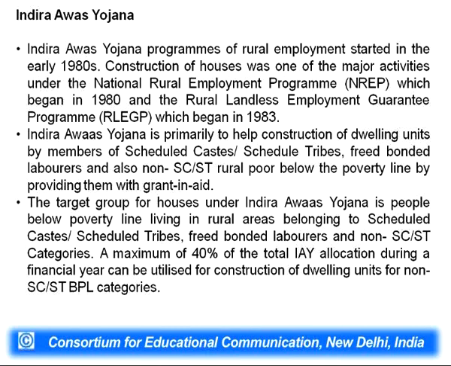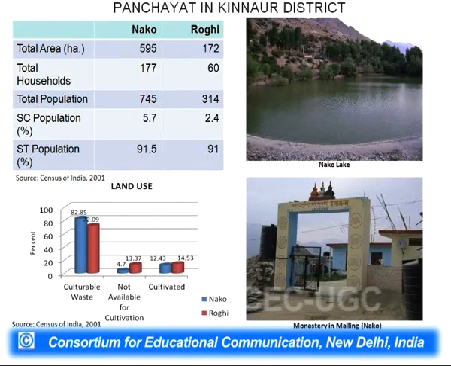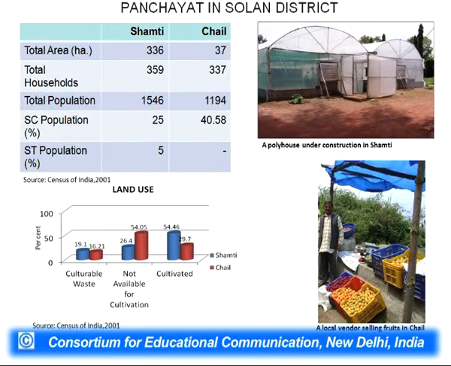A maximum of 40% of the total Indira Awas Yojana allocation during a financial year can be utilized for construction of dwelling units of the non-SC, ST or BPL category. But more emphasis was given to the depressed section of society. Now you can see the one case study here, I would like to mention, about the different types of land usage at the panchayat level and the total population in these two panchayats, and they are trying to implement a variety of livelihood projects through government programs.